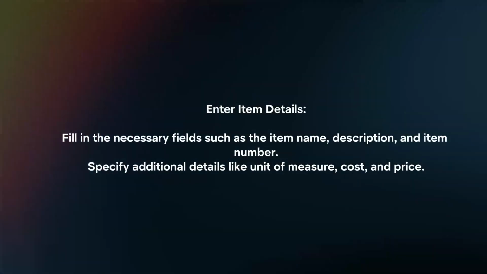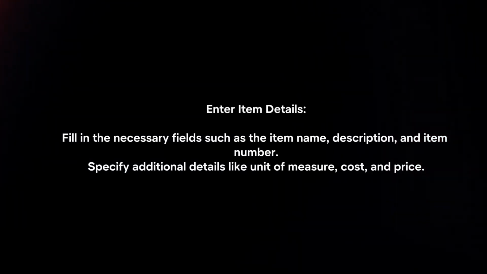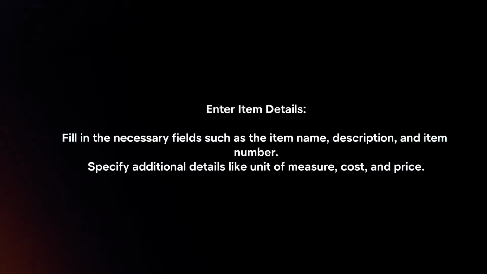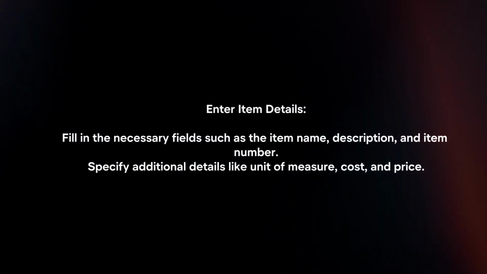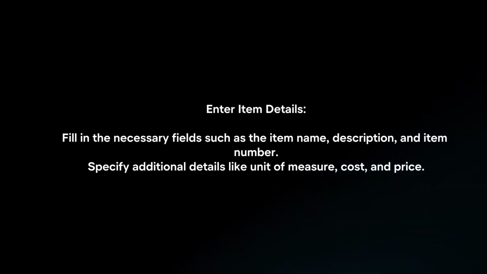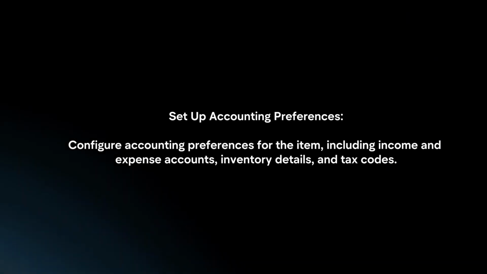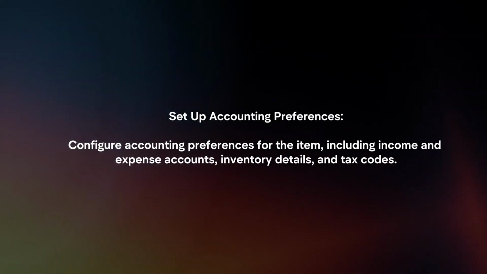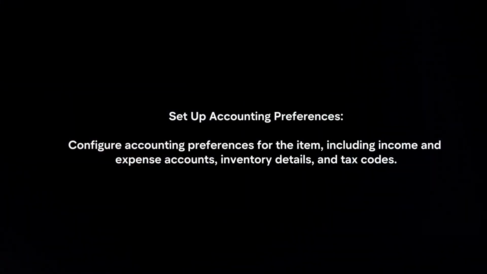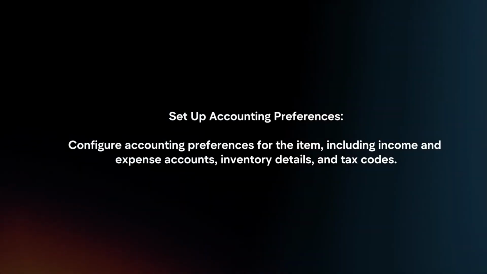Enter item details. Fill in the necessary fields such as the item name, description, and item number. Specify additional details like unit of measure, cost, and price. Set up accounting preferences. Configure accounting preferences for the item, including income and expense accounts, inventory details, and tax codes.